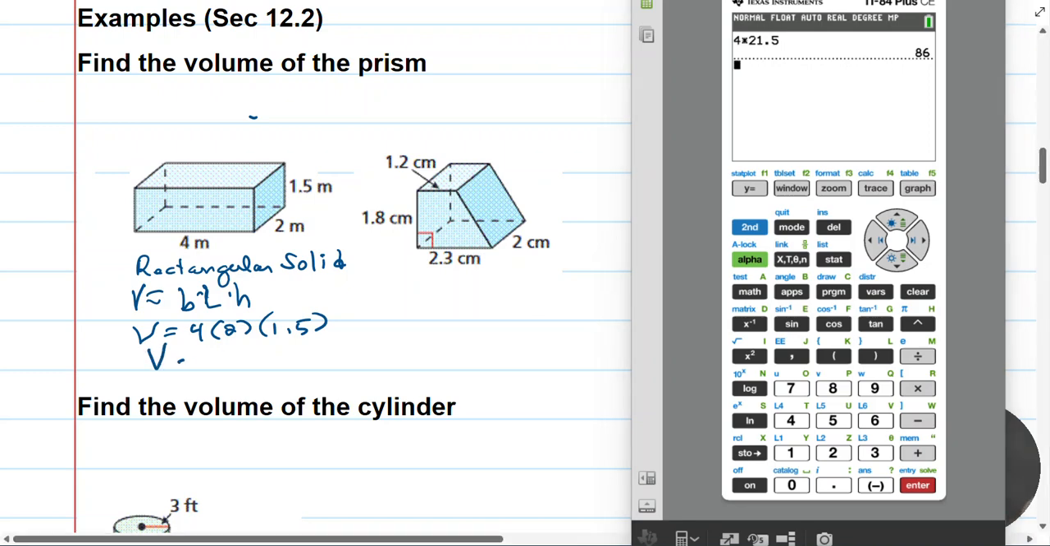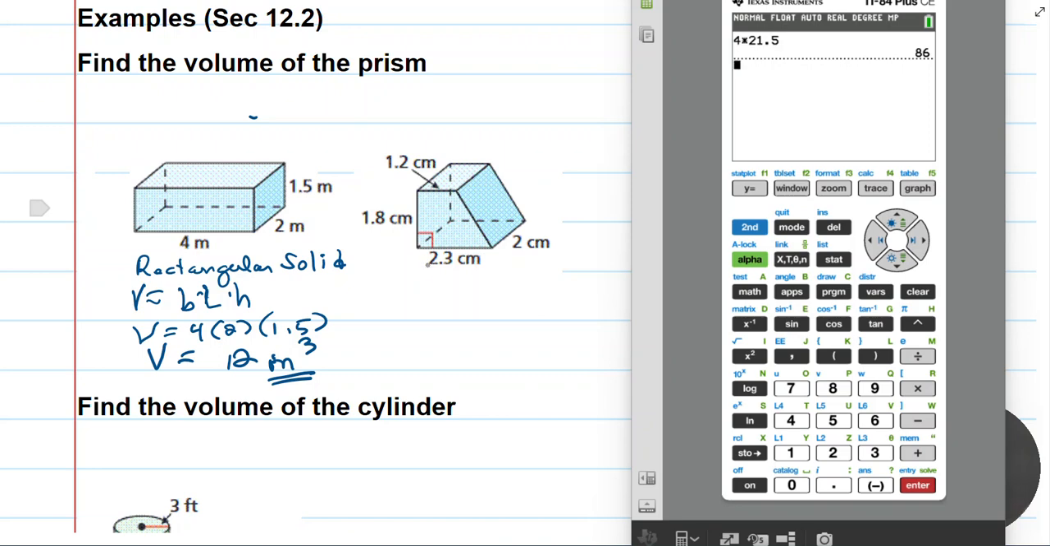What did you get? 12? 12. I know. I messed up on it. And this is the important part. You have to tell me its volume. This is a trapezoidal polyhedron, because we just want volume. Yes.